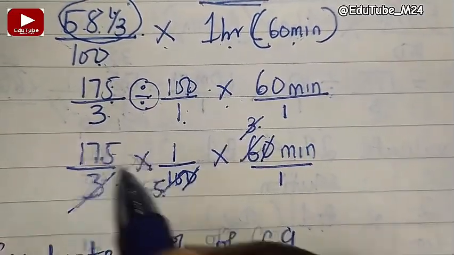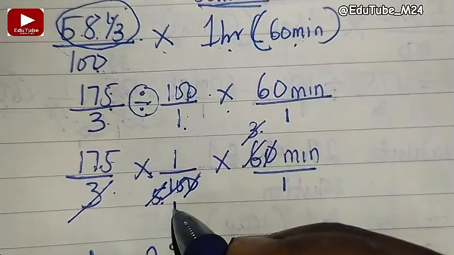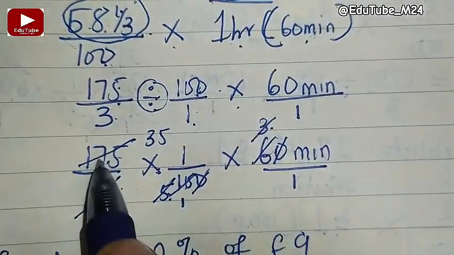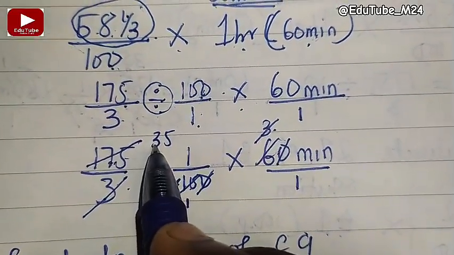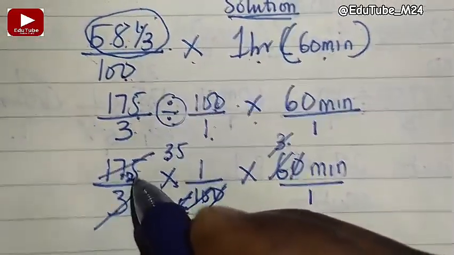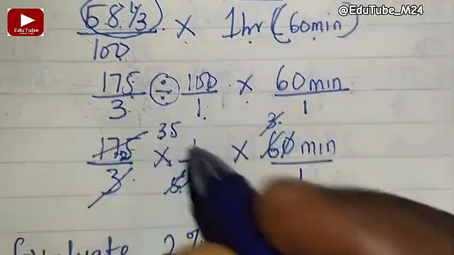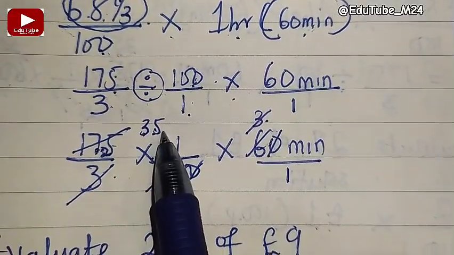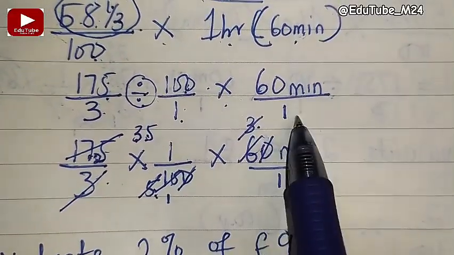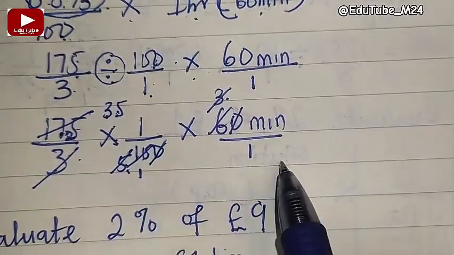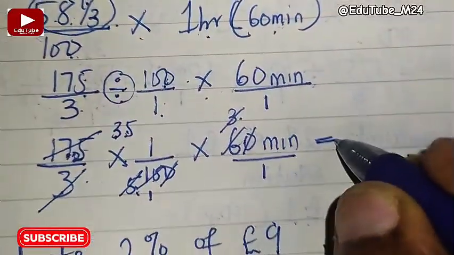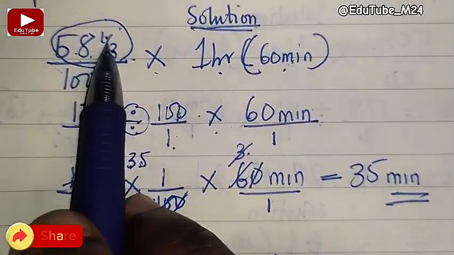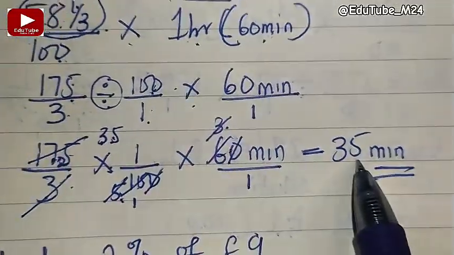5 is the common factor of 5 and 175. So I will say 5 in 5, 1, and then 5 in 175 will give me 35, because 5 in 17 is 3. 3 times 5, 15. Remainder 2. So if I attach the 2 to this 5, I will say 5 in 25, that will give me 5. So 5 in 175 is 35. Now in the numerator, I have only 35. So 35 times 1 times 1. Then in the denominator, I have literally nothing left except 1 and 1. So my answer is basically what? 35 minutes. So 58 1/3% of 1 hour is 35 minutes.